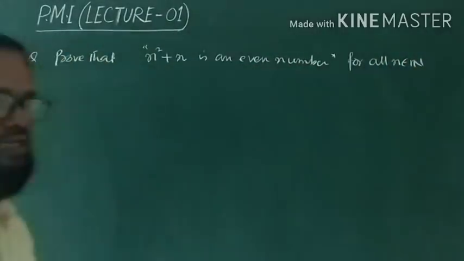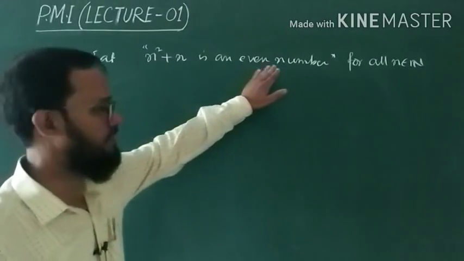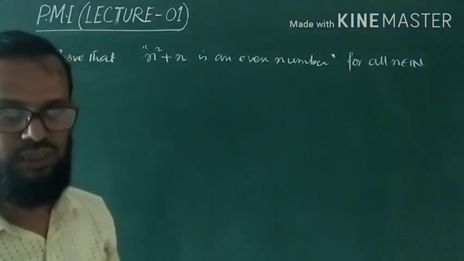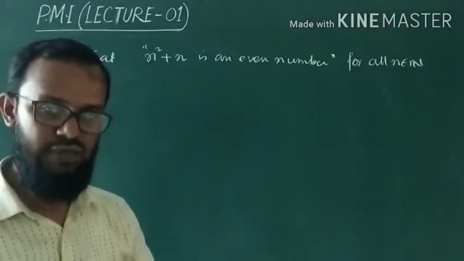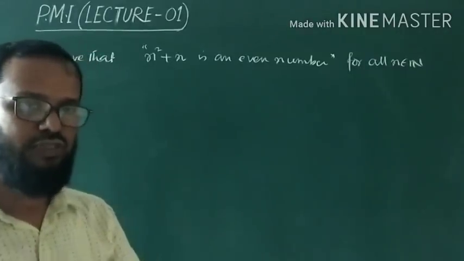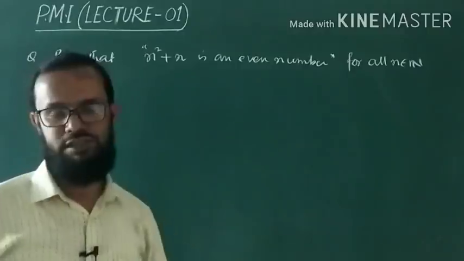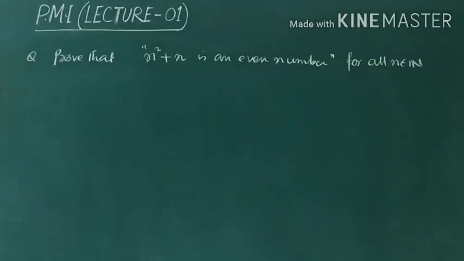That means for every natural number this statement is true, an even number. For whatever be n, for n equal to 1, for n equal to 2, for n equal to 3, for any natural number, it is always even. You are going to prove it.